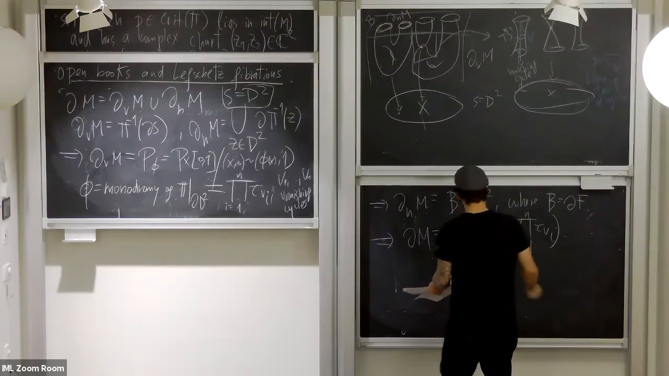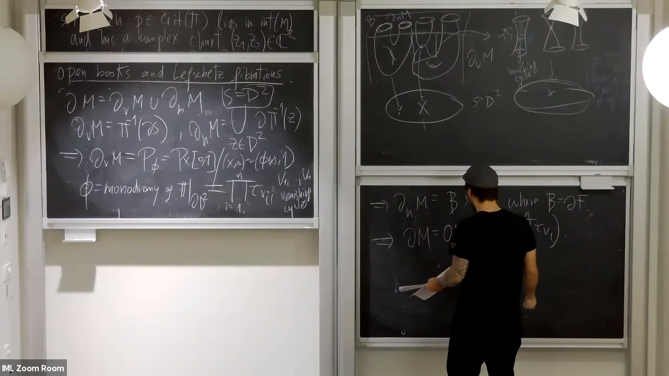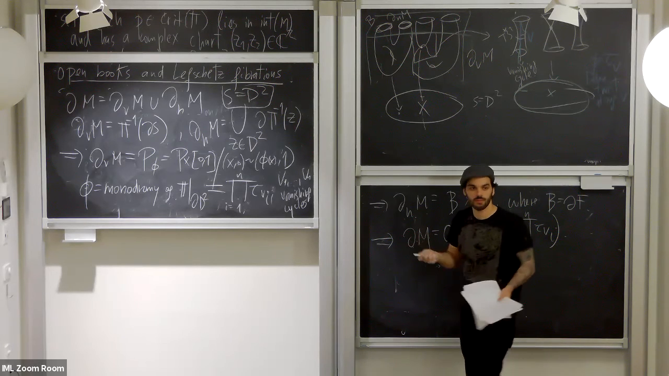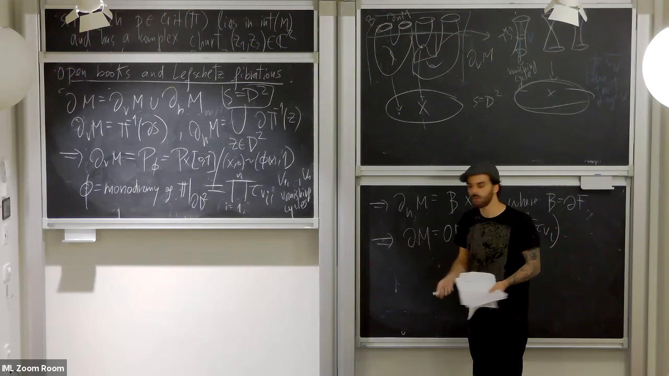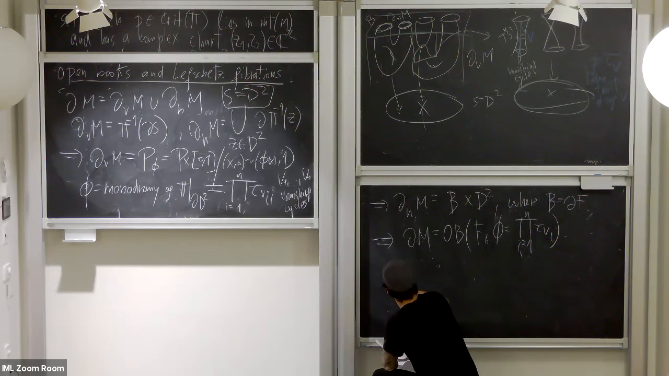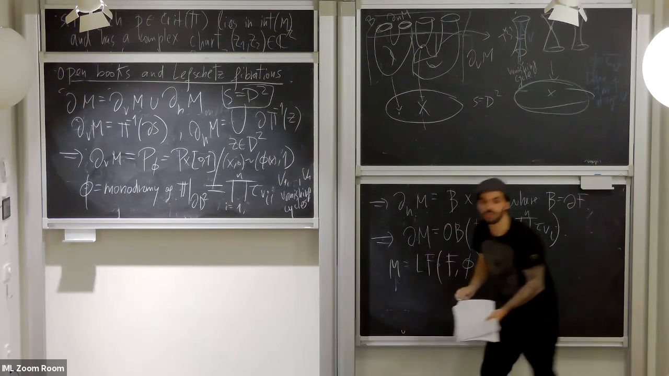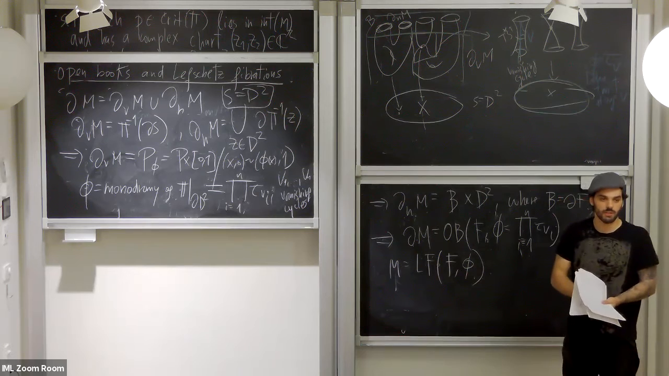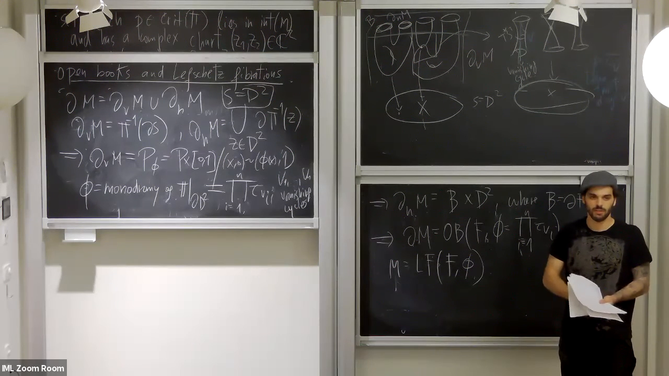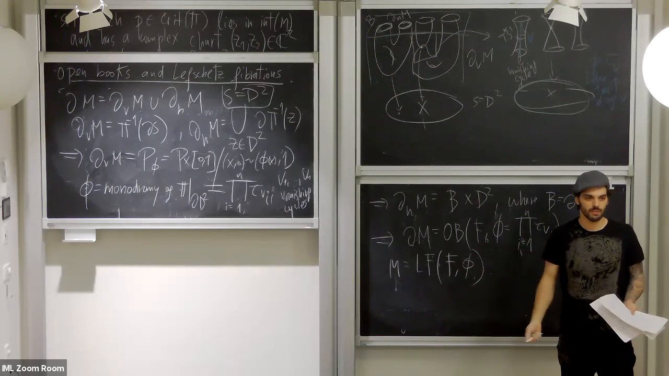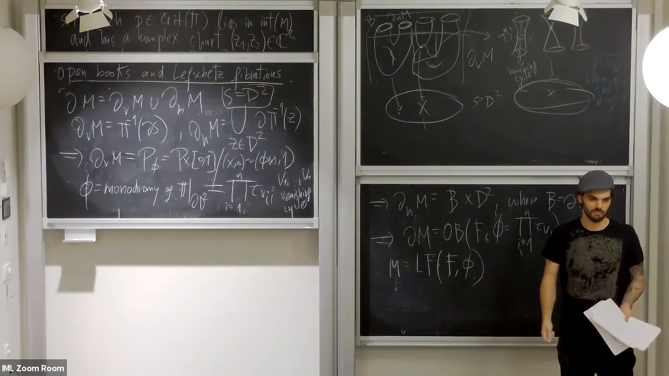So usually I will denote the data: if you give me the regular fiber F and the monodromy phi, I will denote by M the Lefschetz fibration with fiber F and monodromy phi. This is a bad notation because it doesn't really depend on phi. It depends on the decomposition of phi into a product of things, but I will just use it anyways.